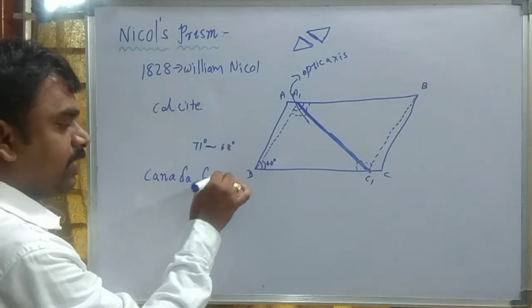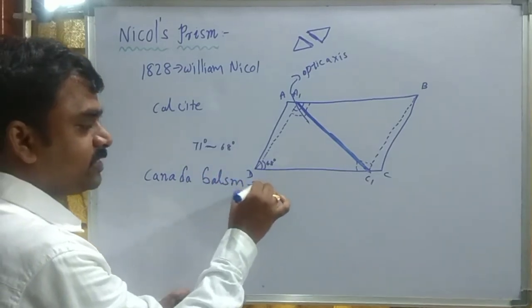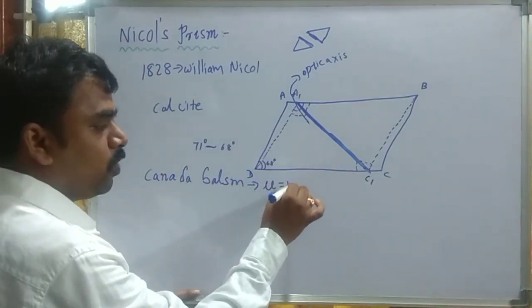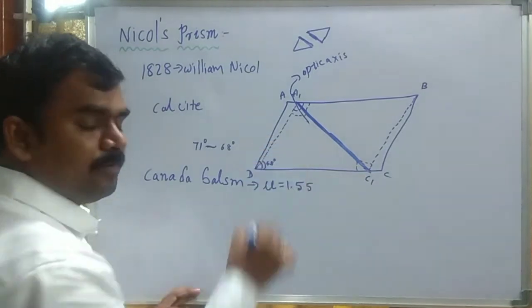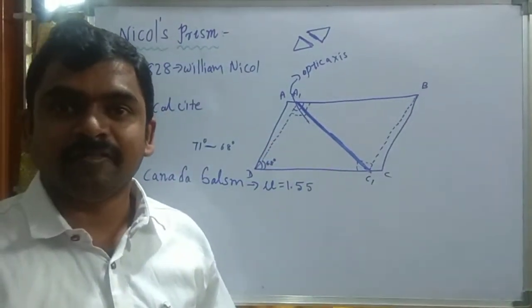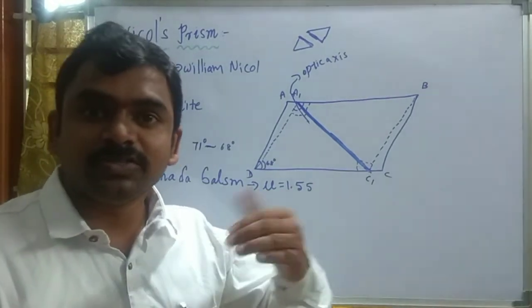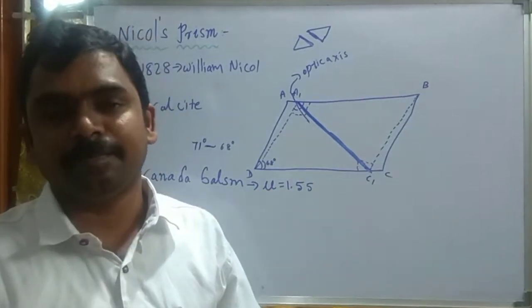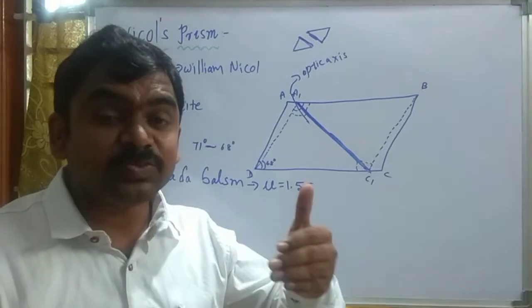Canada balsam has a refractive index mu equals 1.55. What is this Canada balsam? Canada balsam is a fine material through which light can pass. It is a transparent medium.